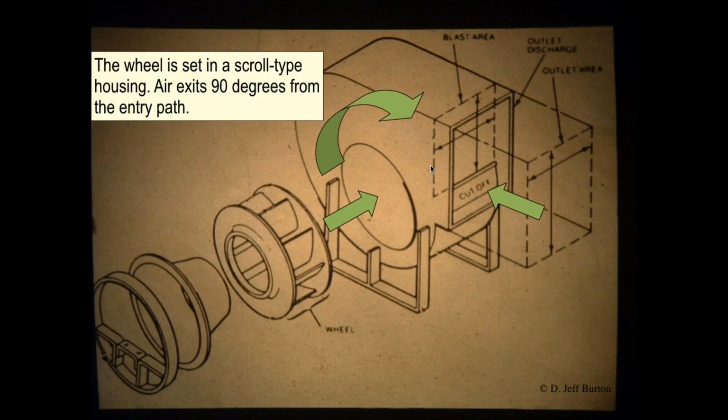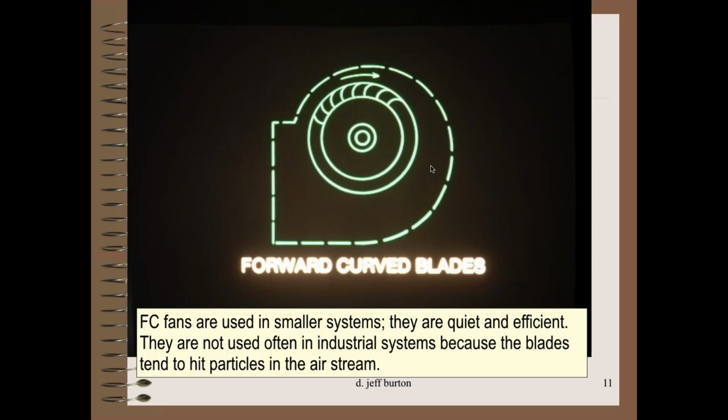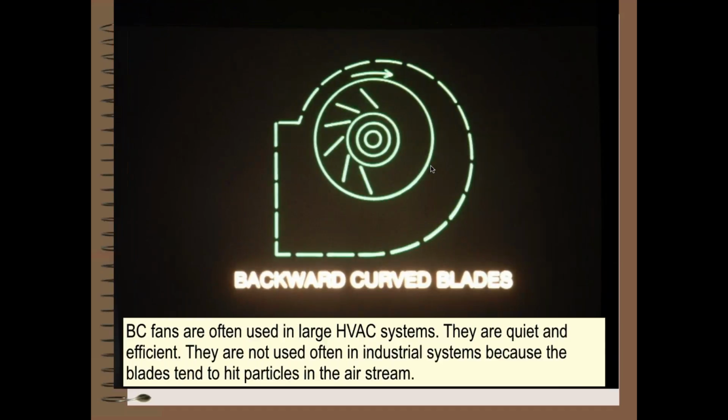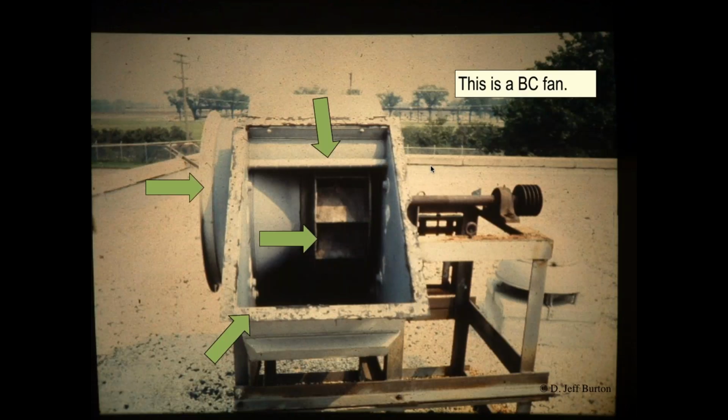Okay, this one's interesting in that the air enters from the side and exits from the front, so it makes a 90-degree turn in the fan. These are forward curved blades, right? These are backward curved blades. They both work. The backward curved blades are less popular because they tend to get worn. If you're dealing with particulates, they tend to get worn down faster.